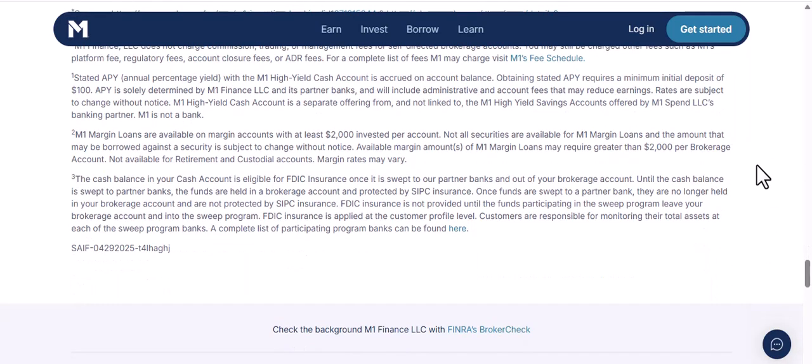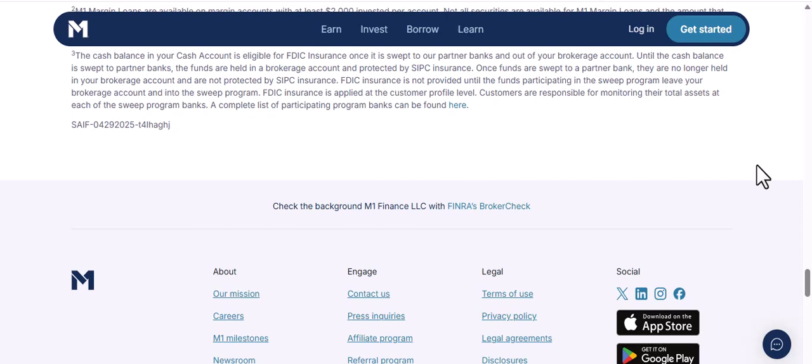You set it once and let it run, taking all the emotion out of investing. No more panic selling or fear of missing out. You're just consistently building your portfolio, one automated transfer at a time. This is the power of using dollar cost averaging with M1 Finance.